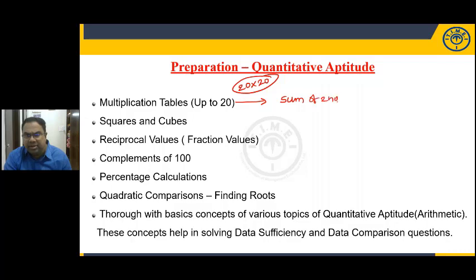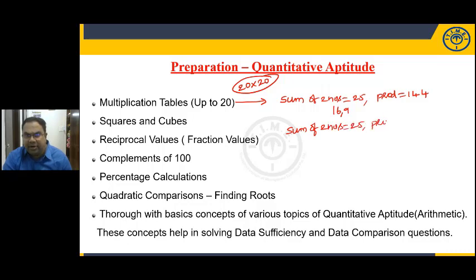Sum of two numbers 25, their product 144. Sum of two numbers 25, the product 144. What could be the numbers? Any guesses? Product is 144. Any answers? Right, 16 and 9. 16 plus 9, 25. 16 into 9, 144.